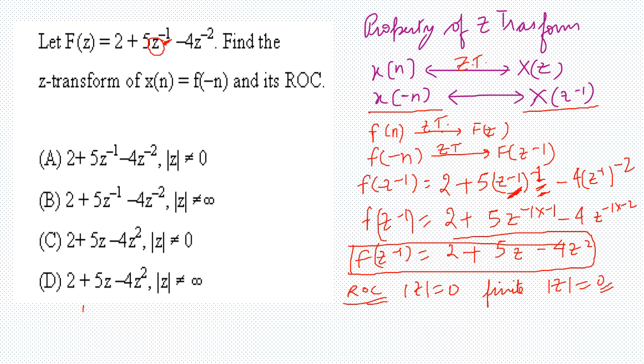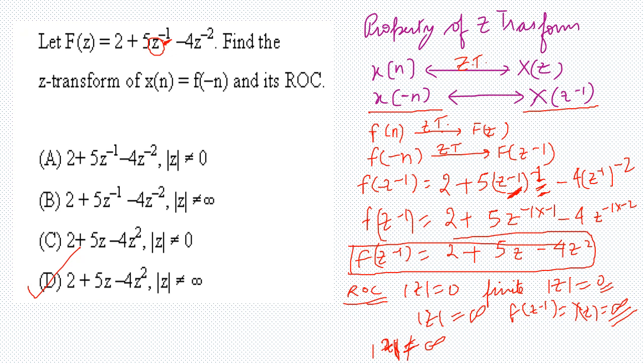Now what is not part of the ROC? If mod of z is equal to infinity, then f of z inverse, which is defined as x of z, tends to infinity. So the ROC should not include mod of z equal to infinity. If you see here, option D satisfies that clause, so option D is the correct answer.